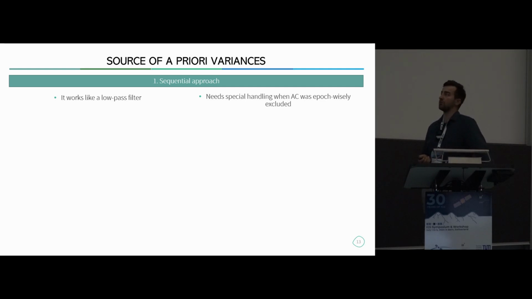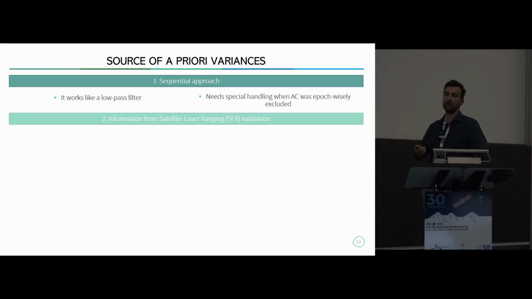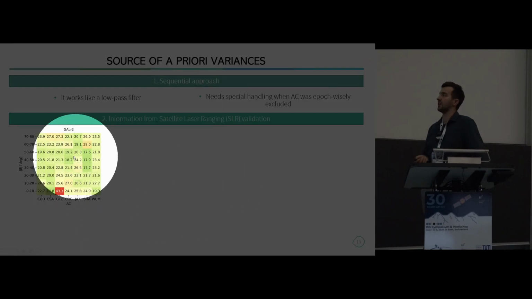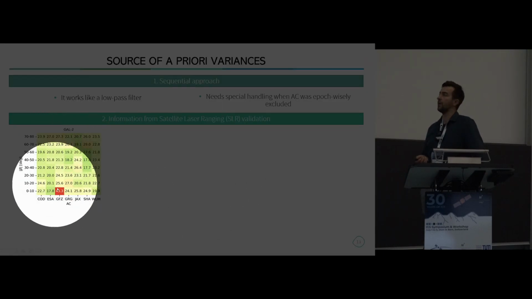So what can be the source of a priori variances here? The first approach that we found is the sequential approach, in which we take the variances from the previous day to the current combination, and it should work like a low-pass filter, but it needs a special handling when an AC was epoch-wise excluded. And the second option we tested is the incorporation of information from satellite laser ranging validation.